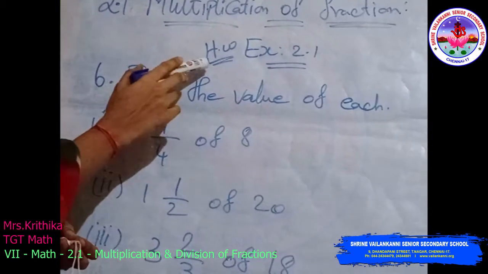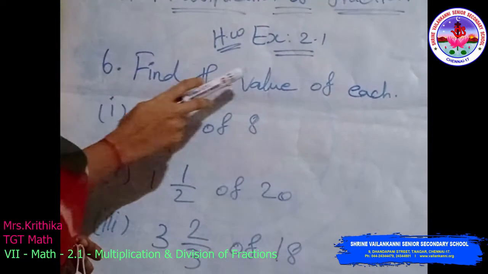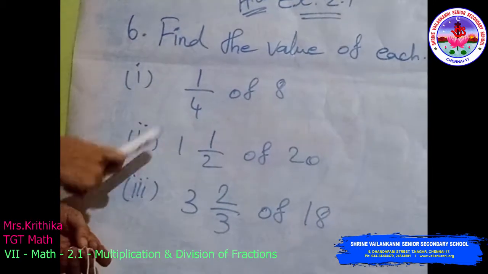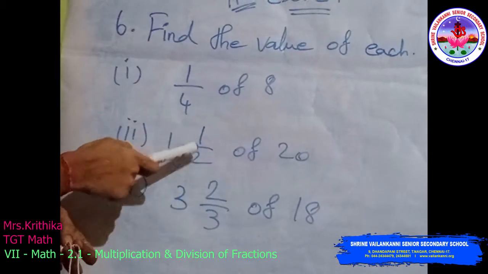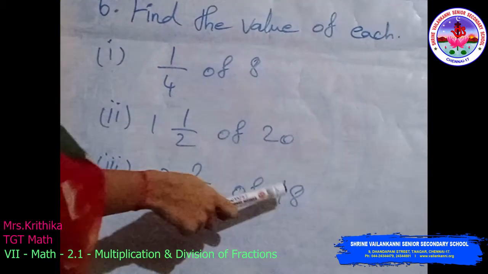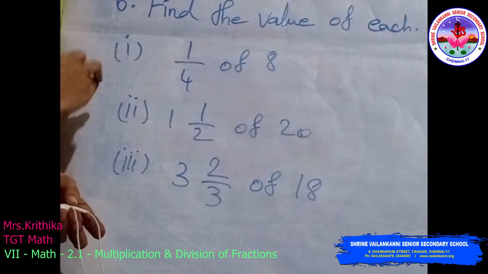Next, homework sums. Sixth question, find the value of each. First one is 1 by 4 of 8. Second question, 1 by 2 of 20. Third question, 2 by 3 of 18. This is a homework sum for sixth question.